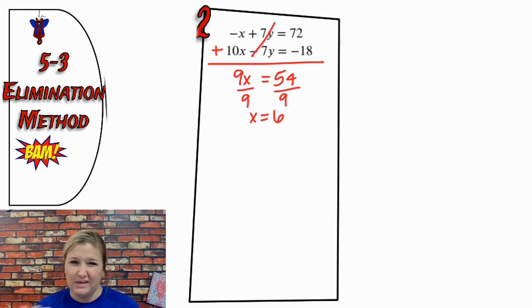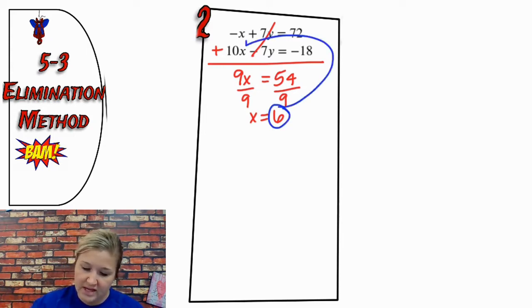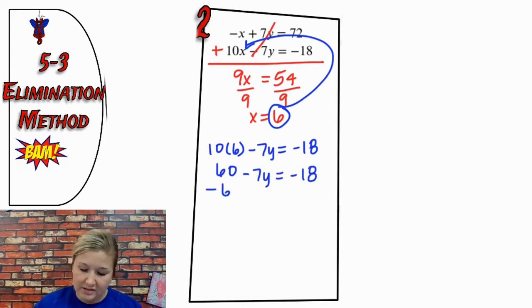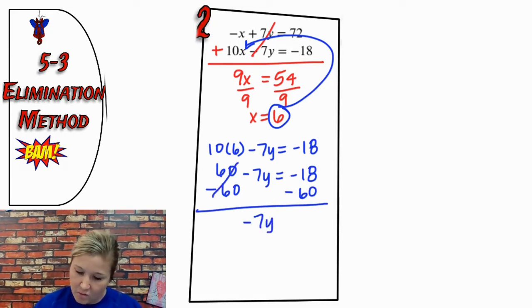Now I'm going to go back and replace this into any equation I would like. I don't know that either one of these is one I would necessarily say I'm really happy about plugging it in here. I'm going to go with plugging it into this x here. So I have 10 times 6 minus 7y is equal to negative 18. So this makes 60 minus 7y is equal to negative 18. And then I'm going to subtract 60 from each side.